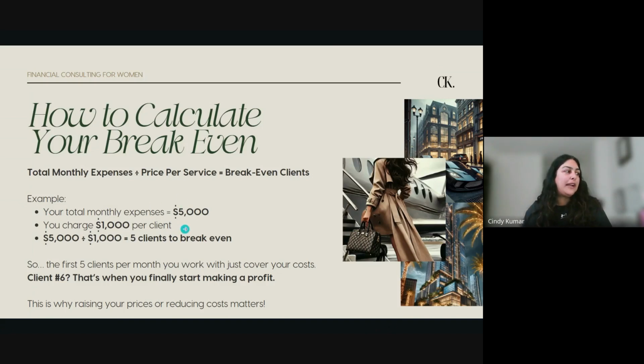And then you can play around if you need to cut your monthly expenses or you need to charge more, and see what works for your business. You won't know until you start tracking it month over month, and then you can finally tweak your prices.